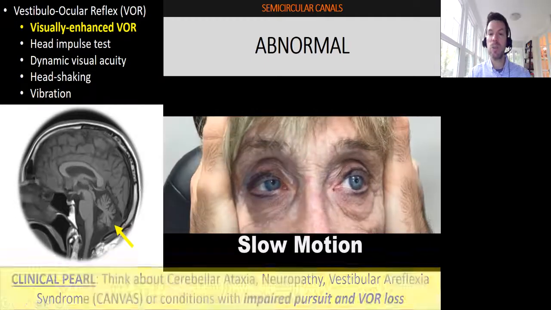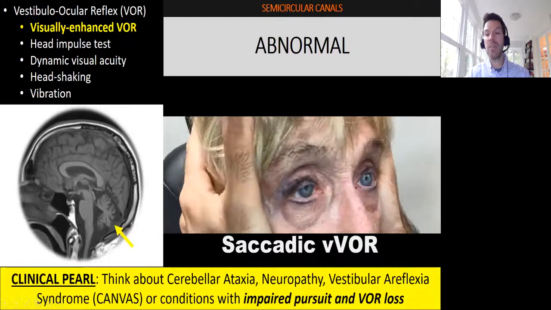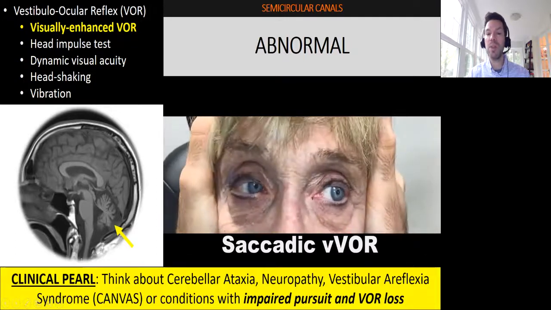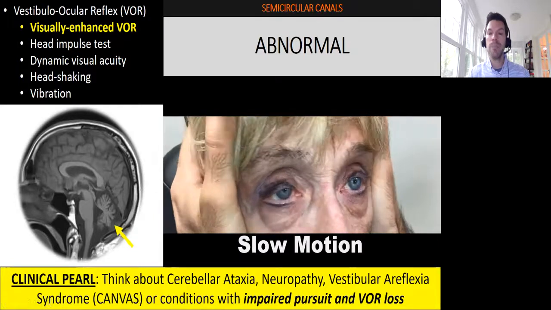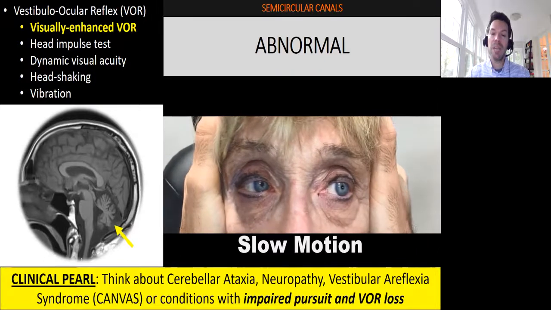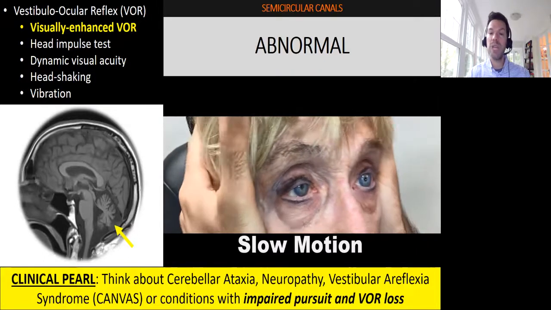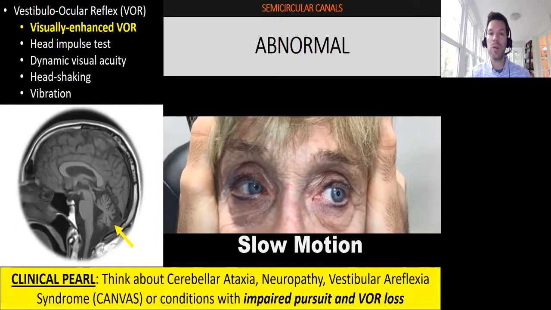This patient had cerebellar degeneration and atrophy. This patient, in fact, did wind up having cerebellar ataxia, neuropathy, vestibular areflexia syndrome, also known as CANVAS. So when you see this saccadic VVOR, again, that tells you that both pursuit and the vestibulo-ocular reflex systems are both impaired. They're both not working.